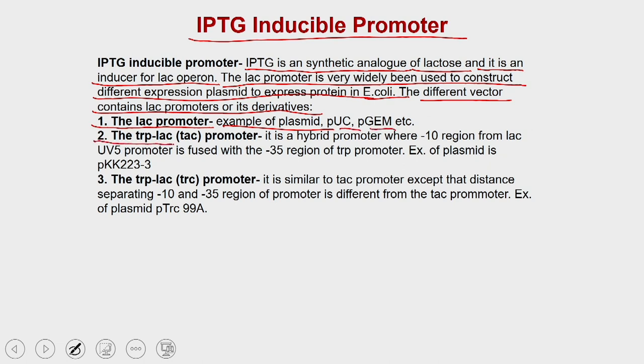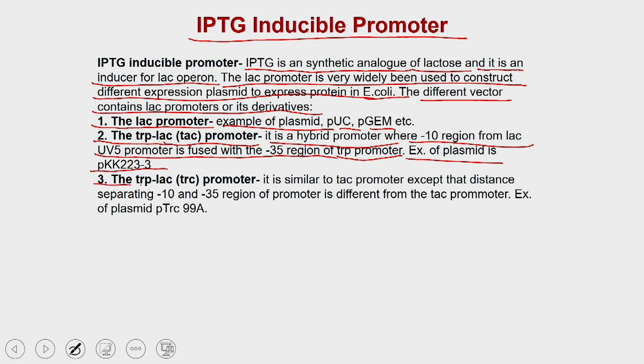Then you have the TAC promoter, which is called the tryptophan lactose promoter. It is a hybrid promoter where the minus 10 region from the lac UV5 promoter is fused with the minus 35 region of the tryptophan promoter. An example in this case is pKK223-3, which means you are taking the minus 10 region from the lac promoter and the minus 35 region from the tryptophan promoter.